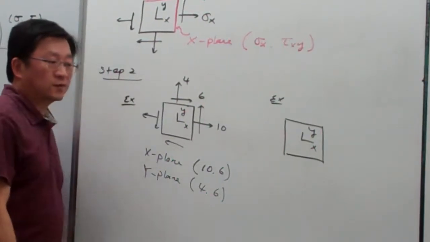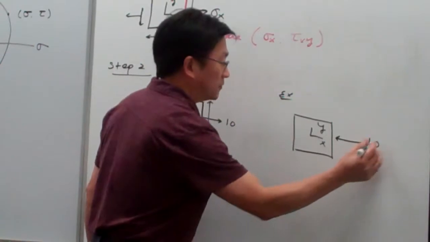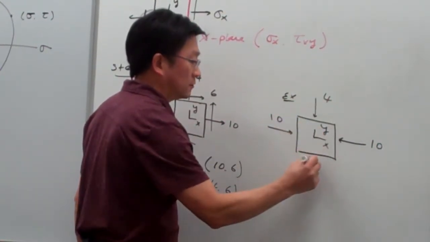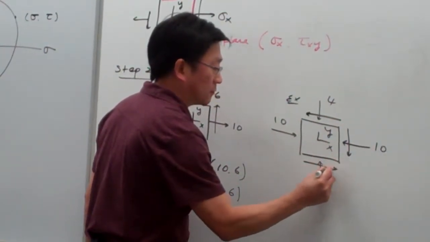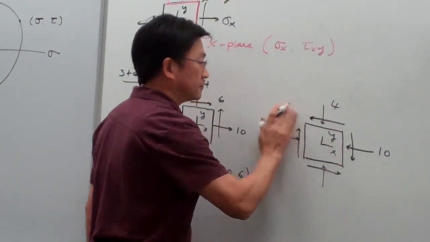Okay, for this example, let me make this one. This is a 10, and this is 4. And then here is 6.